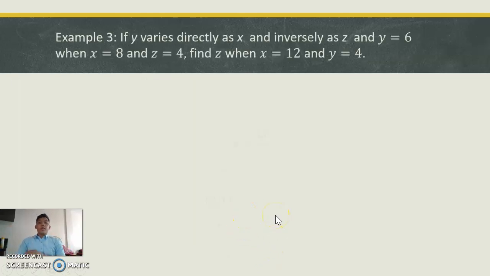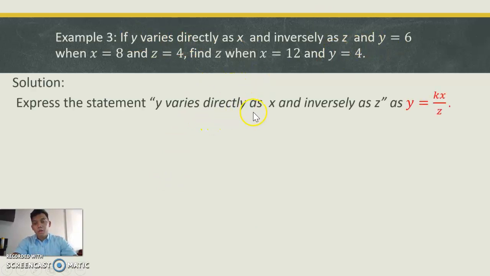If y varies directly as x and inversely as z, and y is 6 when x is 8 and z is 4, find z when x is equal to 12 and y is equal to 4. So let's translate this statement to variation. So this is y equal to kx over z, and then the second step is to find the constant.